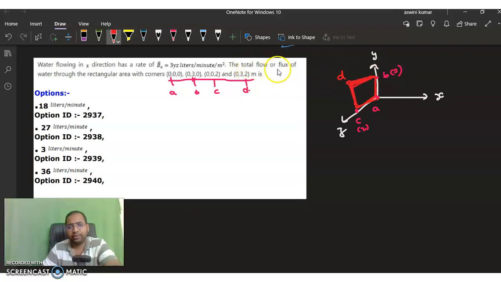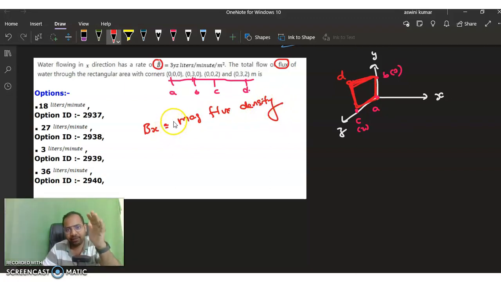Now they are asking for the total flow or flux of the water. Just remember here flux and Bx. Actually, B represents the magnetic flux density, correct? And x means the magnetic flux density along the x-axis they are asking. So along the x-axis, what is the relation between the flux and the magnetic flux density?